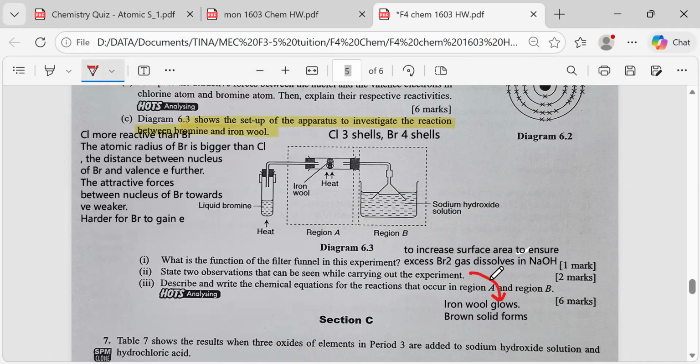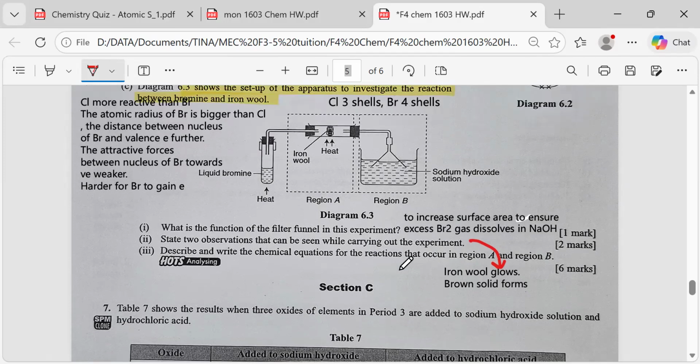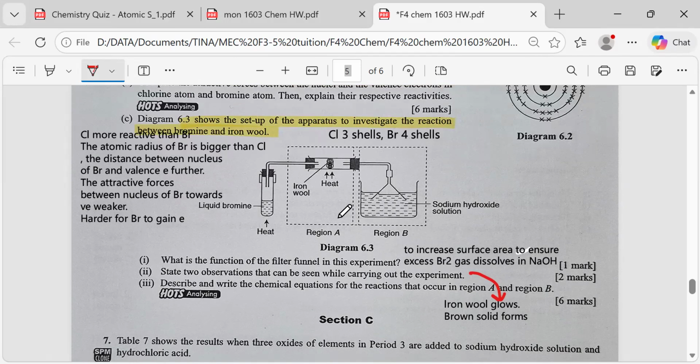Iron wool glows because the iron wool is reacting. All right. Describe and write chemical equations for the reactions that occur in A and B. For A, what you need to understand is that when iron reacts with halogen, it always forms iron 3.